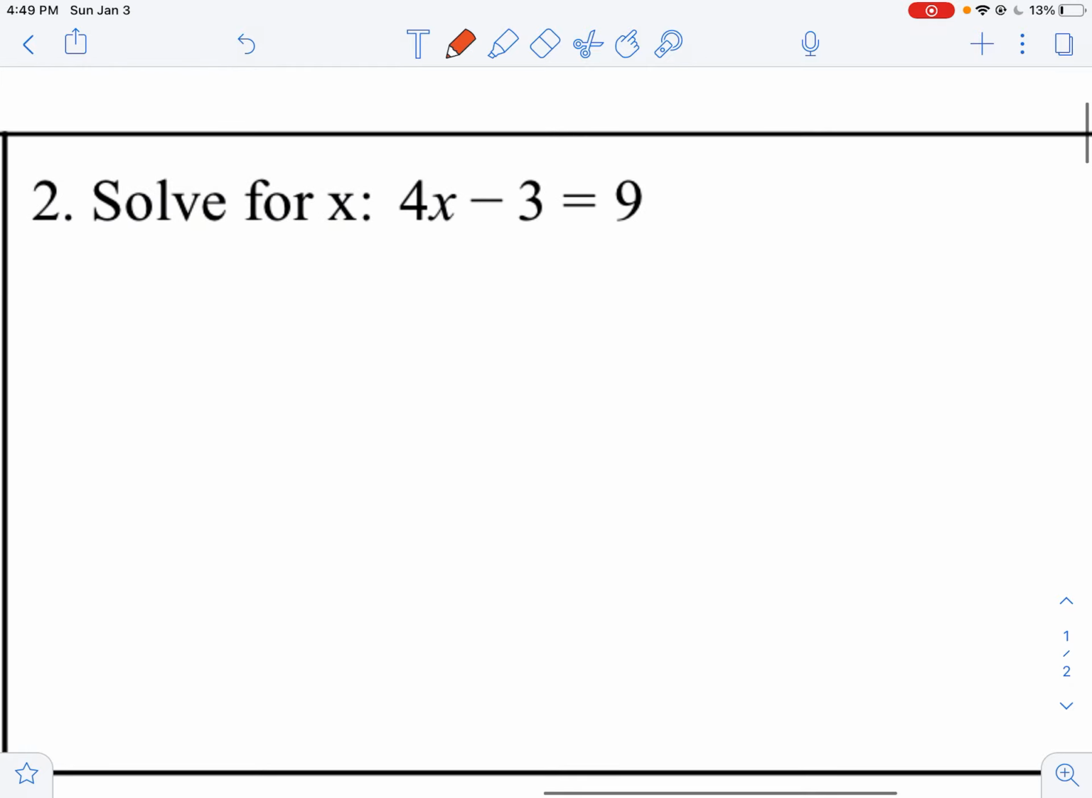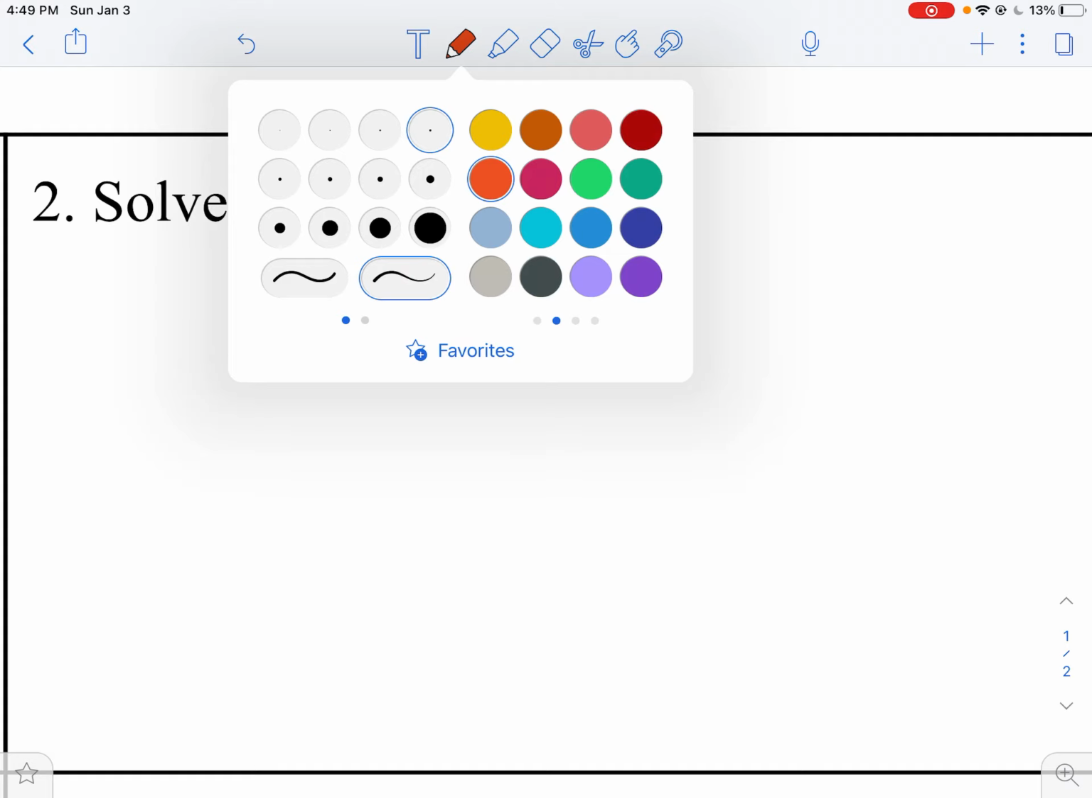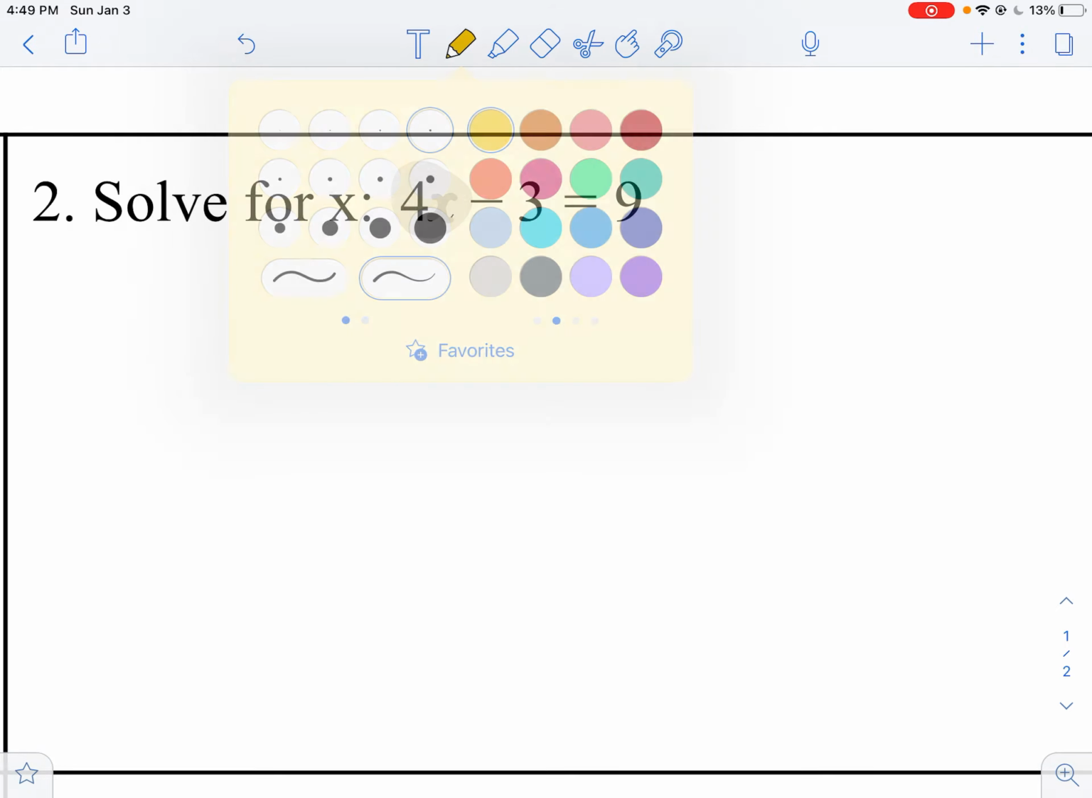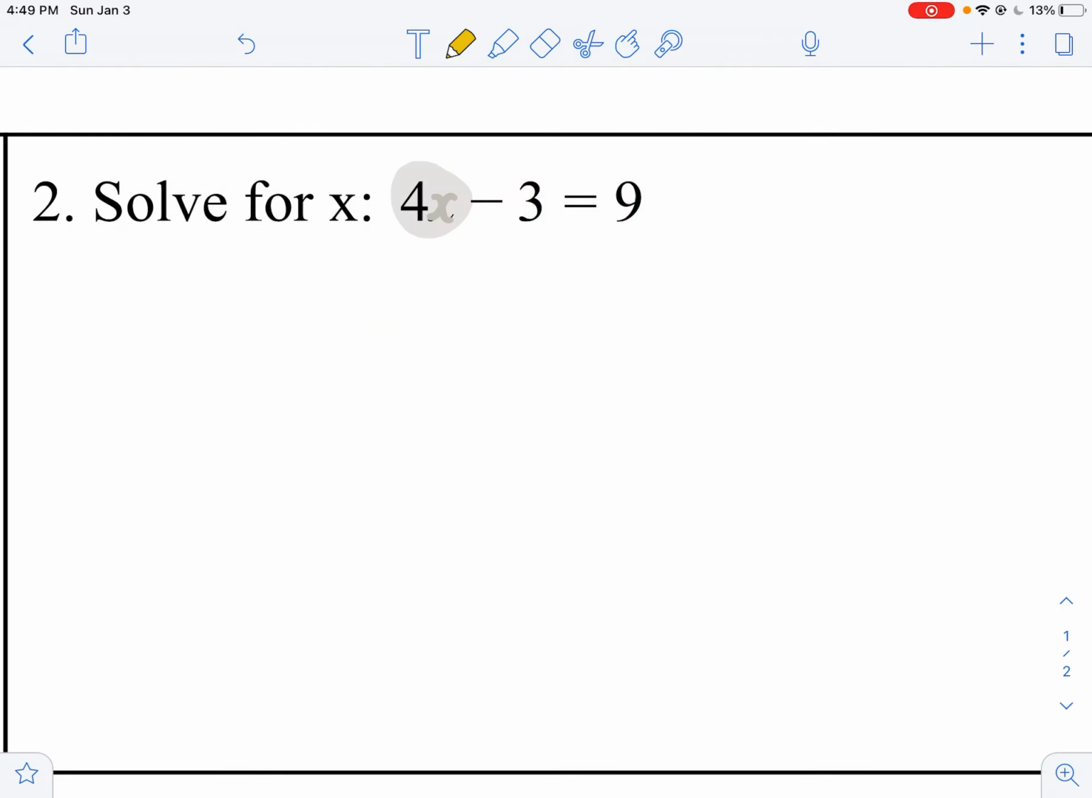And let's try one more. We'll do example 2. So for example 2, we have 4x minus 3 equals 9. So just like the last question, our x is here, and our x is attached to that 4. And we can't get rid of that unless this is gone. So in order to get the x by itself, we need to get the x term, that whole term by itself. Okay?